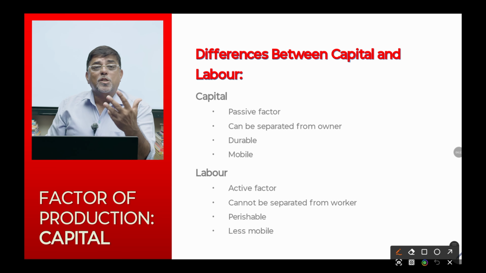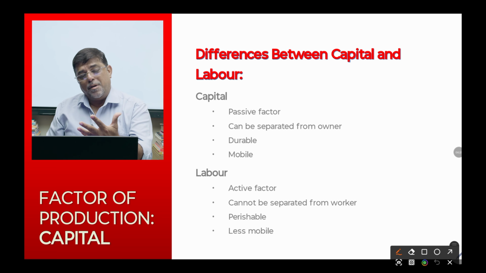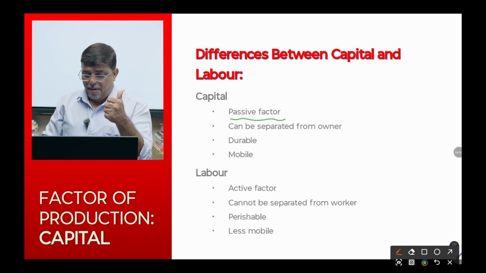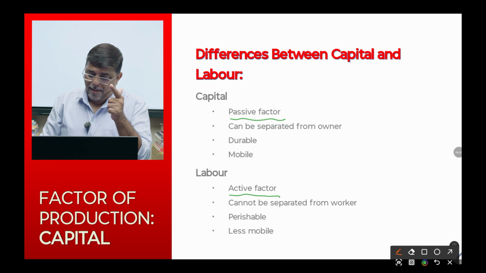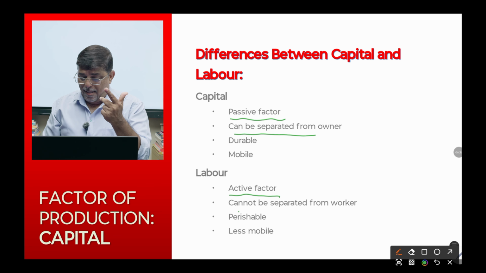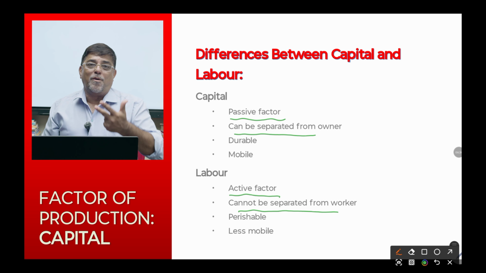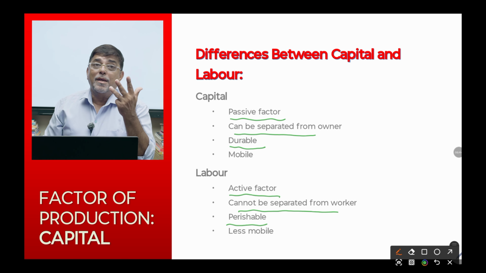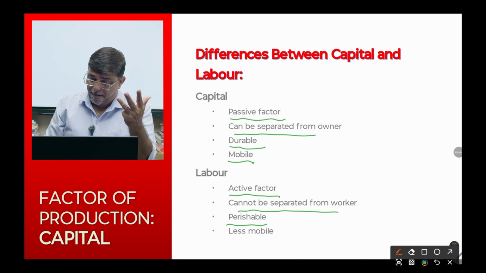Moving on to differences between capital and labor. Capital is a passive factor, labor is an active factor. Capital can be separated from the owner, labor cannot be separated from the worker. Capital is durable, labor is perishable. Capital is mobile, labor is less mobile.